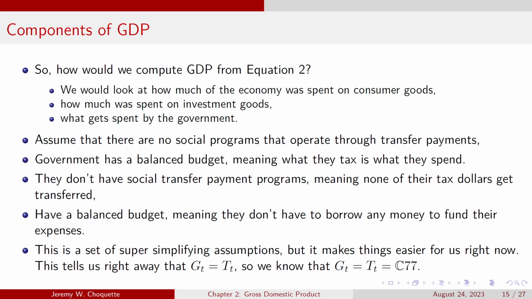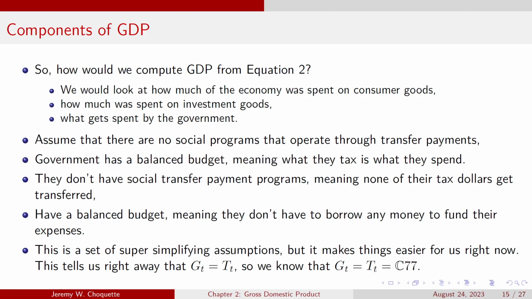So how would we compute GDP from the equation, the national income accounting identity? How would we do that? Well, we look at how much of the economy's output was spent on consumer goods, how much was spent on investment goods, and then what gets spent by the government. And we assume there are no social programs that operate through transfer payments, and the government's got a balanced budget, meaning what they tax is what they spend.